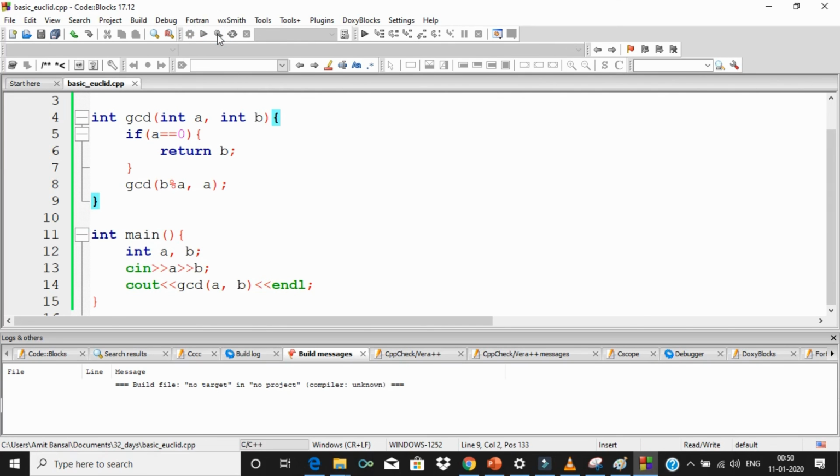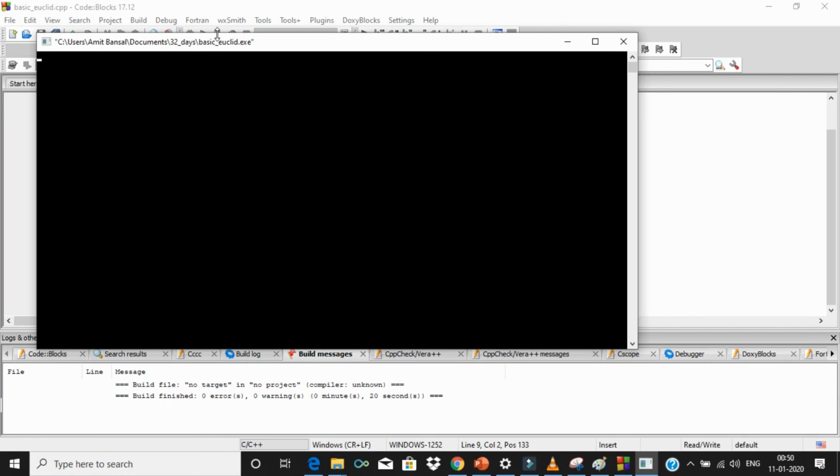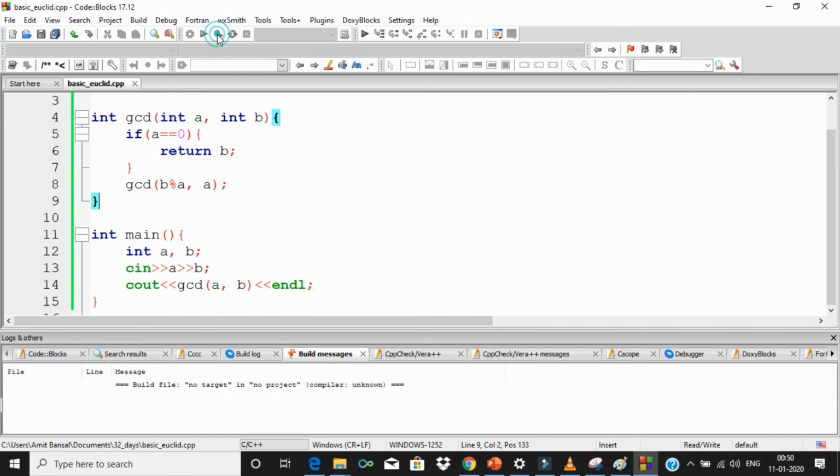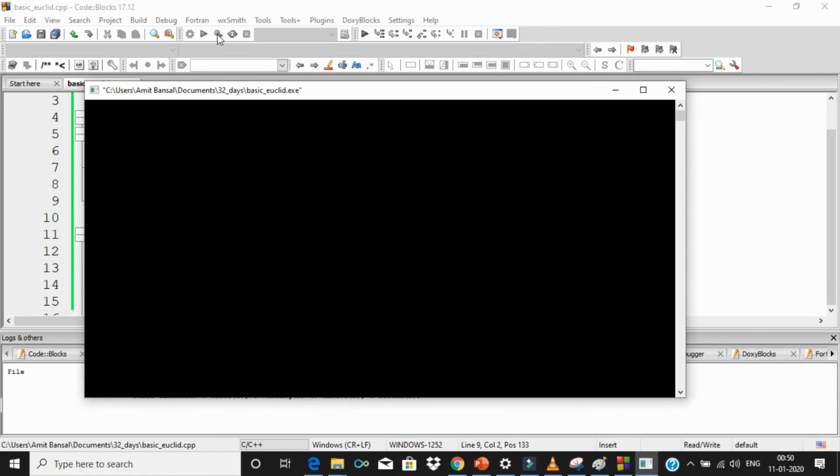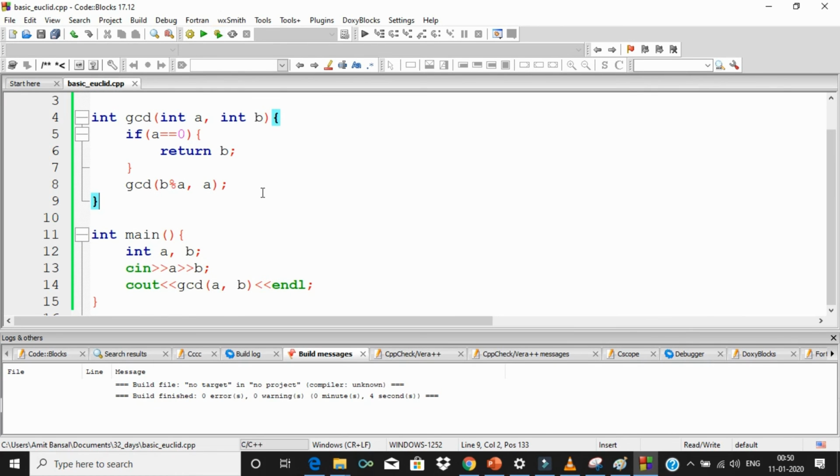Let's run this code and try to find out whether we are getting the right answer or not. Like 10 and 20 will be having GCD of 10. It's working fine. Let's try it out with another example. GCD of 12 and 15 is simply 3. So this is how the basic Euclidean algorithm works, and we will be discussing the extended Euclidean algorithm in the next video.